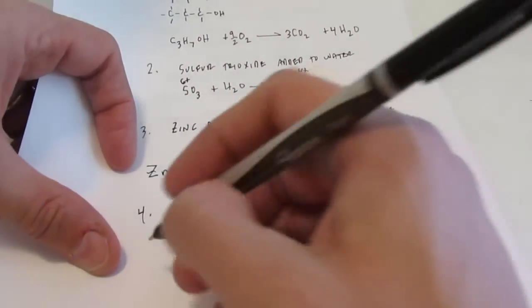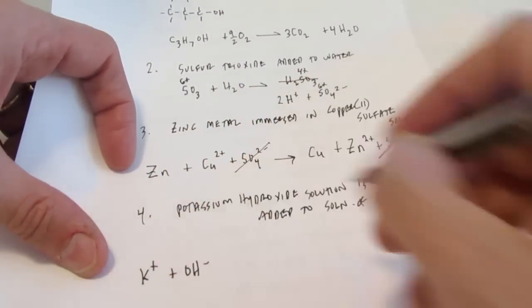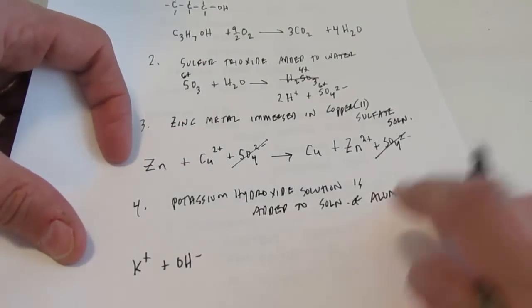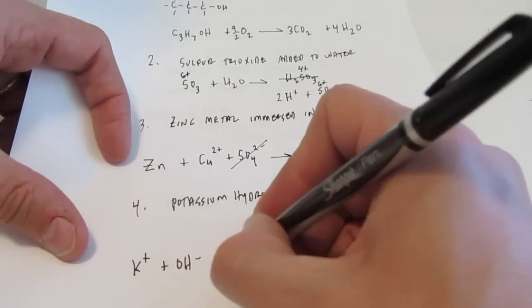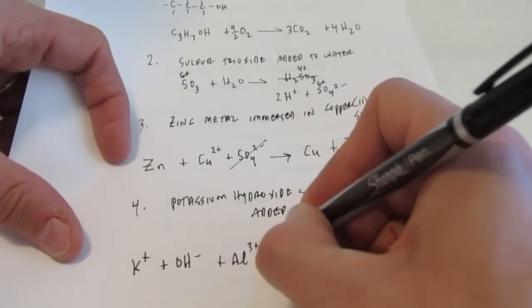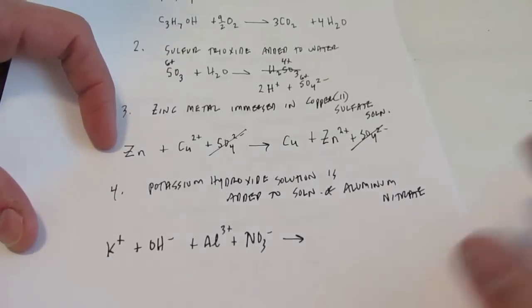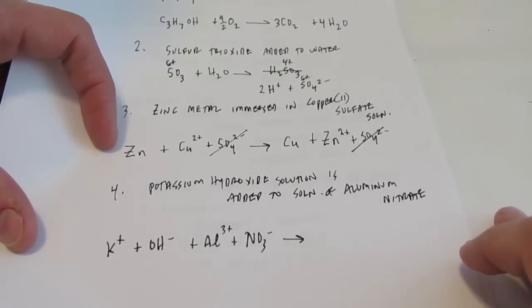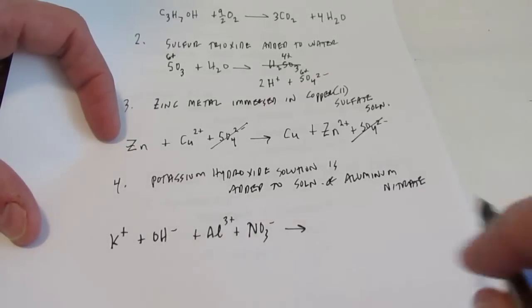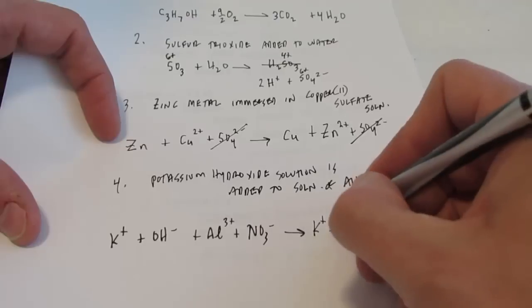So potassium hydroxide is a strong base. I want to make sure I dissociate that into K plus and OH minuses. And aluminum nitrate is a solution. All nitrates are soluble, so Al3 plus and NO3 negatives. So we notice that this is a double replacement reaction. It's a nice little precipitation reaction. So K and NO3 will remain soluble.